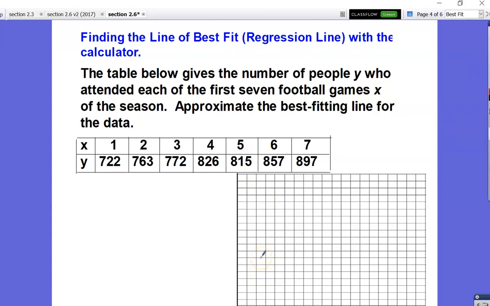So we're going to use the graphing calculator to do the scatter plot for us and to calculate the regression line. For our example, we have this table listed here. It gives the number of people Y who attended the first 7 football games X of the season, and our job is going to be to use that calculator to create the scatter plot and to calculate the regression line.